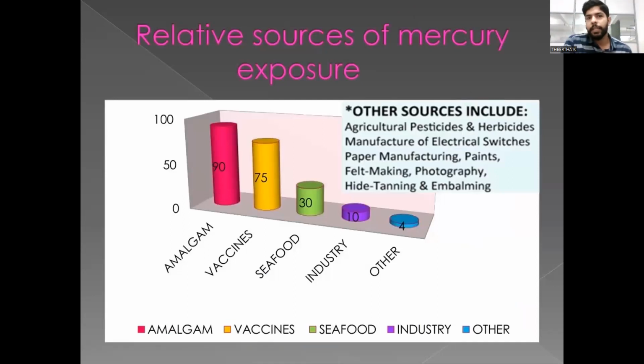This is a graphical representation of the related sources of mercury exposure. So we can see that the maximum amount of mercury exposure occurs to the patient or the clinician or human beings in the form of amalgam.